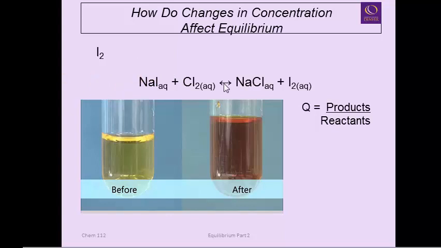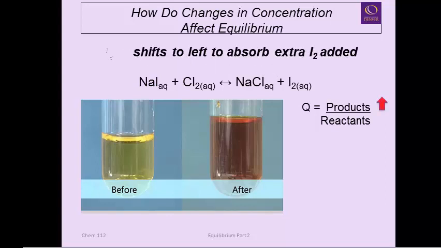All right? But on the other hand, if I started thinking about that from the Q point of view, if it was originally at equilibrium, then I start adding I2. Now the Q is heavy on the product side, right? So now Q is greater than K, and it shifts to the left to absorb the extra I2 added.